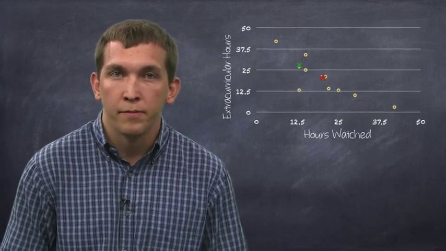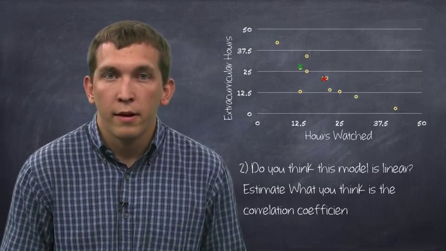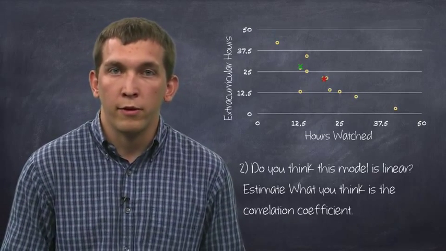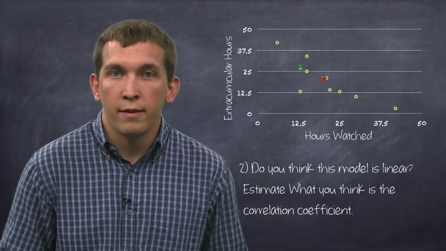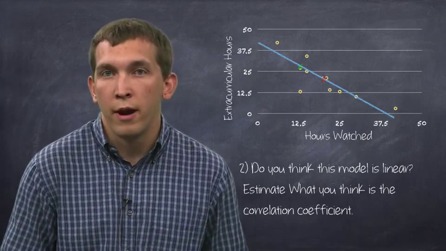The second question asks if they think the model is linear, and to estimate what they think is the correlation coefficient. In this example, the scatter plot displays a strong negative correlation, with an R around -0.9.